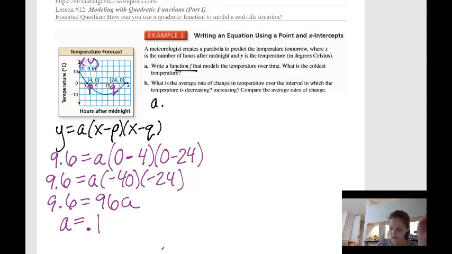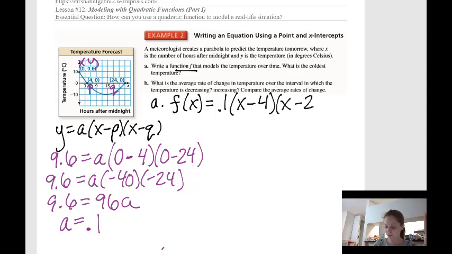So the answer to A is f of x equals 0.1. Makes sense that the a value is positive, the parabola opens up, times x minus 4 times x minus 24. So there's my function. It also wants to know what is the coldest temperature. Well, that coldest temperature is the vertex.